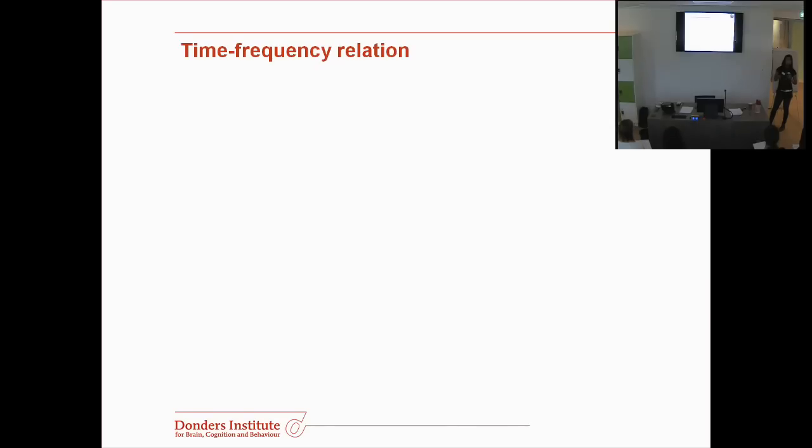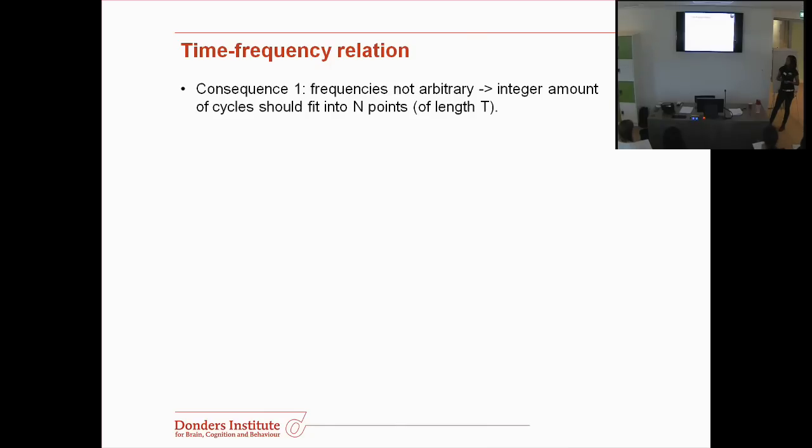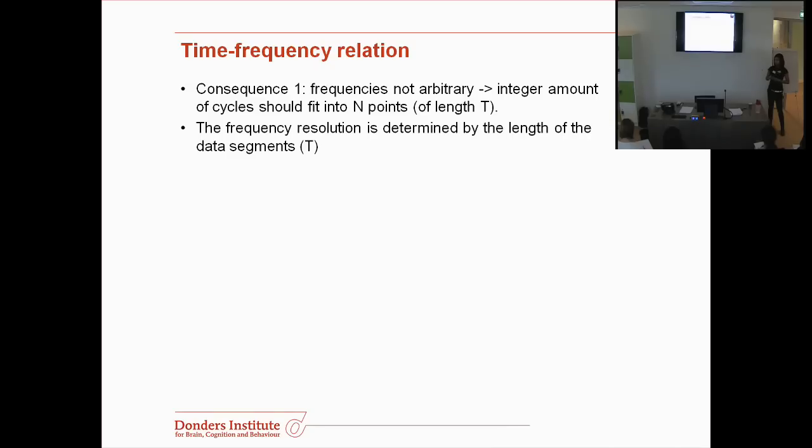Okay, so let's take a look at each of these consequences in a bit more detail. So consequence number 1, you can't randomly pick your frequencies. These frequencies that you can use have to fit an integer number of times into your data window. And the frequencies that you can estimate is also referred to as the frequency resolution, and that's determined by the length of your data segment. It's also referred to as the Rayleigh frequency. And what you do is you take 1 divided by the time in terms of seconds of your data window, and then that gives you the frequency resolution that you can have to estimate your data.